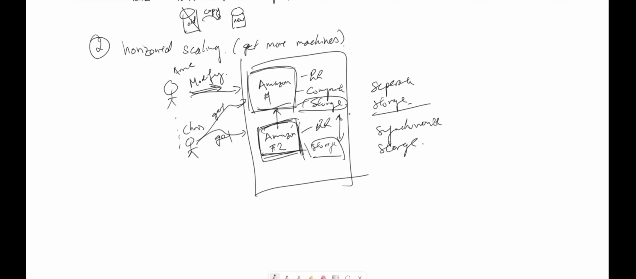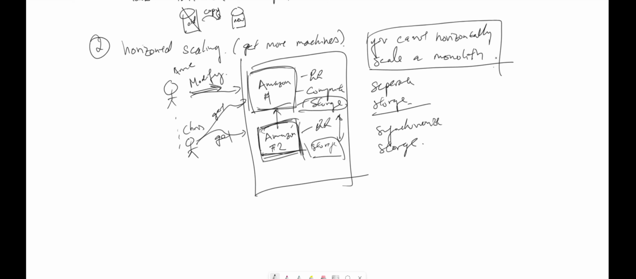So you cannot really scale out monolithic services without breaking down its components. And once you break down its components, it becomes a distributed service. So you cannot horizontally scale a monolith. And that's why we need distributed services and microservices.